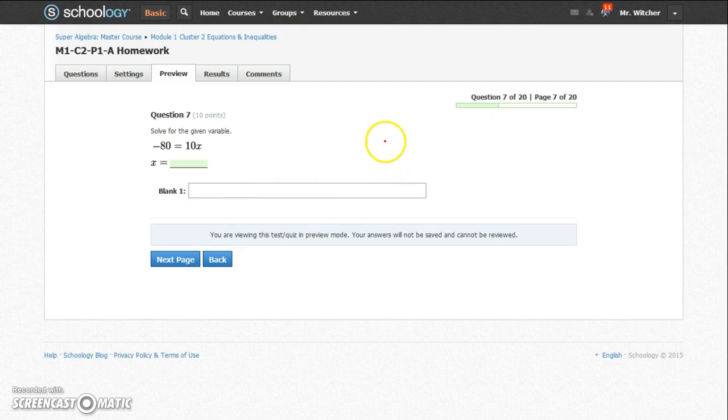Example 7. This is our 7th question. What operation is happening to x? It's being multiplied by 10. What's the inverse operation of multiplication? It's division. So what are we going to divide by? We're going to divide by the same number we're multiplying by, which is 10. So now I have 10 divided by 10, which is 1. So I just have x. I have negative 80 over 10 equals x, which is the same thing as negative 8 divided by 1, which is negative 8. So negative 8 equals x.